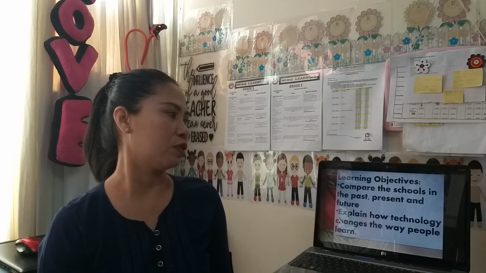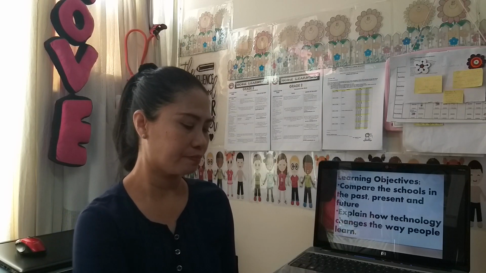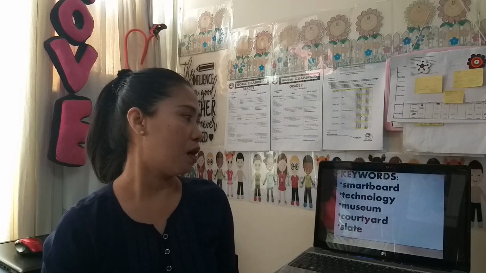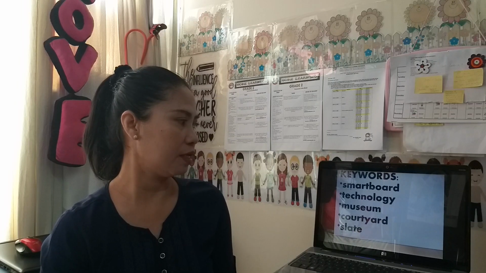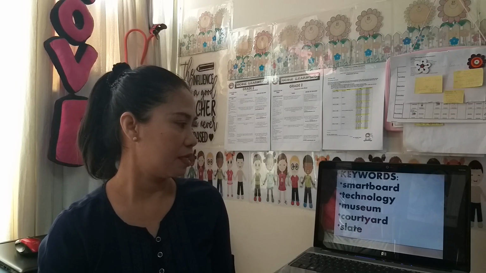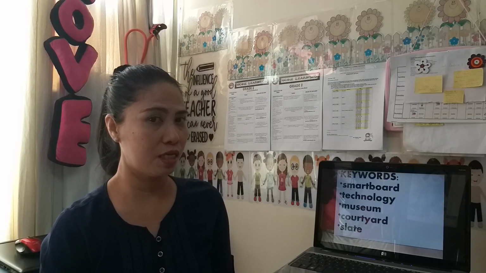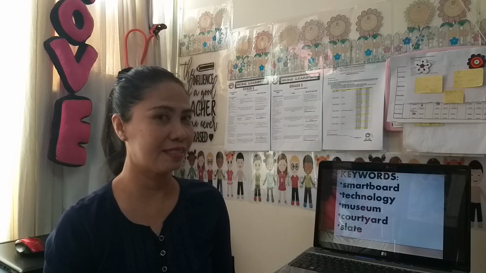So our learning objectives are compare the schools in the past, present, and in the future, and then explain how technology changes the way people learn. But before that, there are keywords for you to learn. One is smartboard, technology, museum, courtyard, and slate.